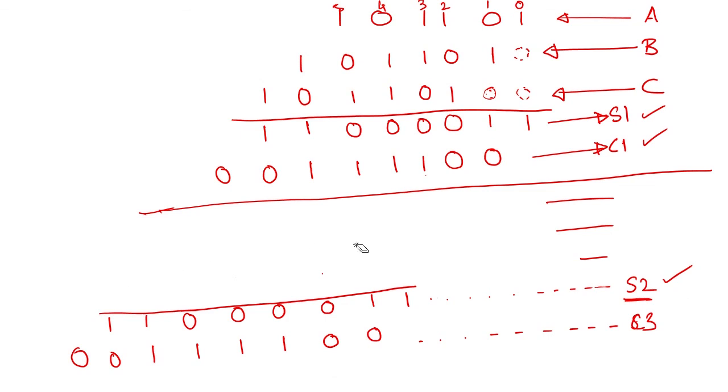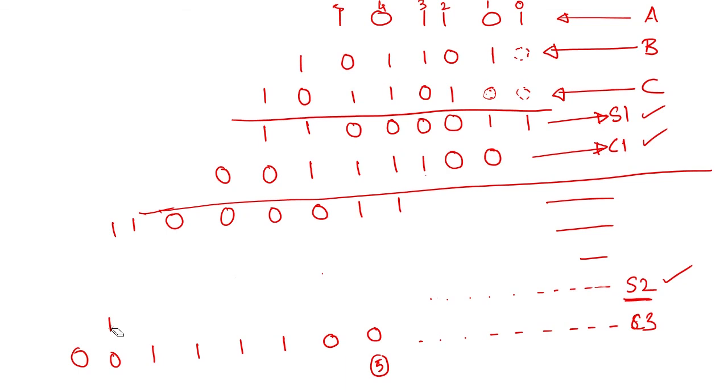So, S2 we can write at this bit position: 1 1 0 0 0, how many 0s? 1 2 3 4 0. So, this is 1 0, then 1 1, okay. And C3, okay. C3 is starting from which bit position? 5th. So, we write it at the 5th. Now, you rub it here. So, this is S2.